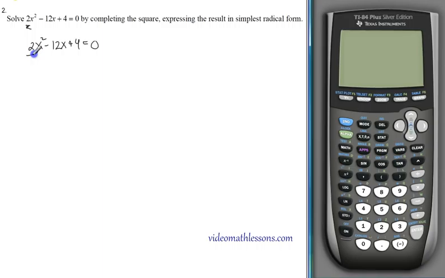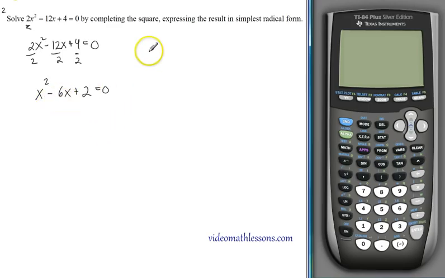Now what I'm going to do is divide everything by the lead coefficient. The lead coefficient is the coefficient out in front of the x squared. And what this does is it cleans things up a little bit. So it's x squared minus 6x plus 2 equals 0. And now we're going to just do everything that we did on the last problem.